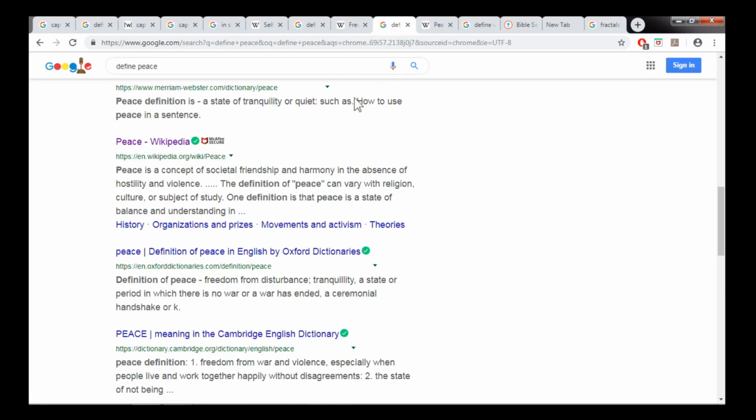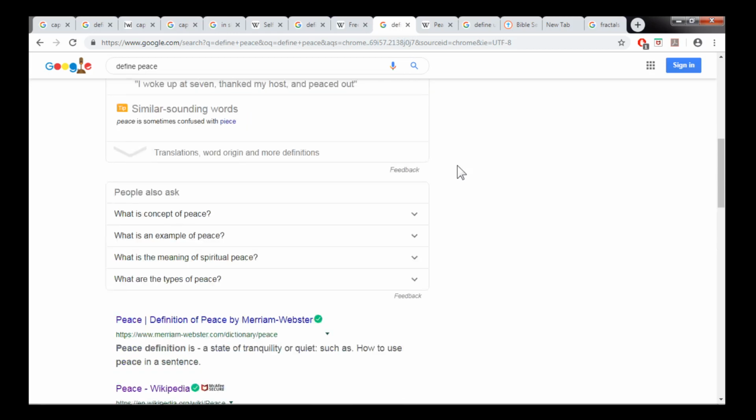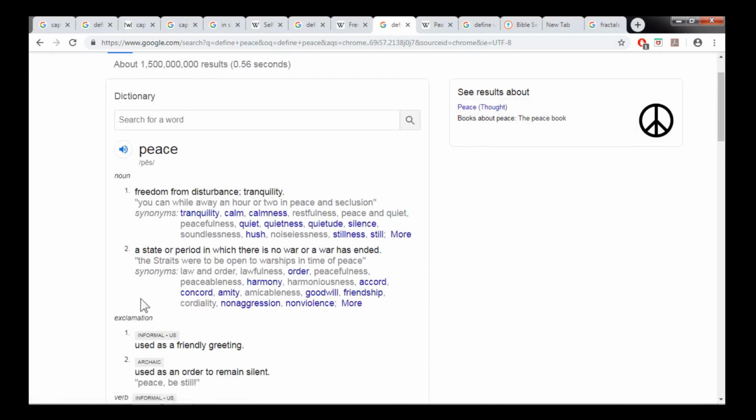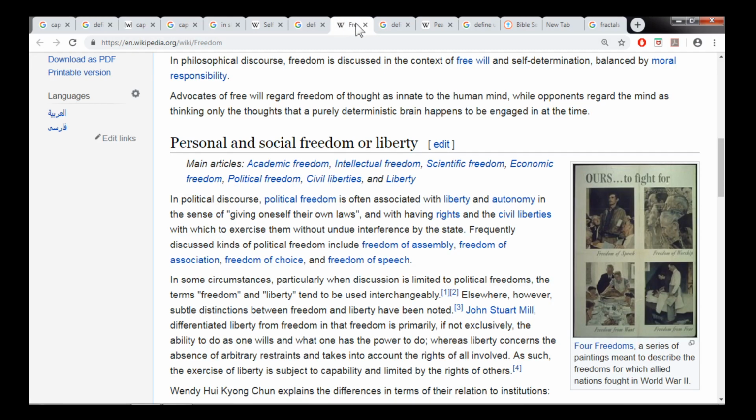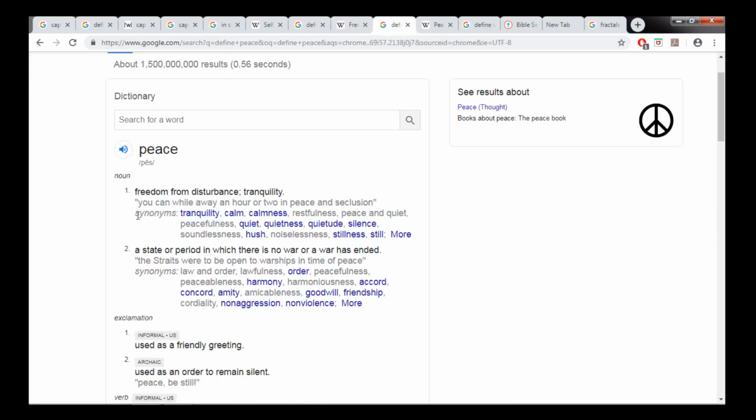Right? Because then it gives you some sense of peace, right? Oh, you couldn't wait, right? Freedom. Freedom from disturbance. Tranquility, right? So peace means freedom. So doing your will out of disturbance. That's peace somehow. What is going on? First of all, what is disturbance? You know, but somehow tranquility is also just the same thing.